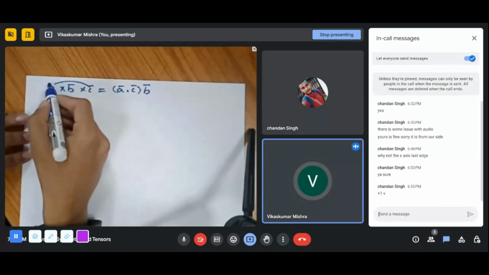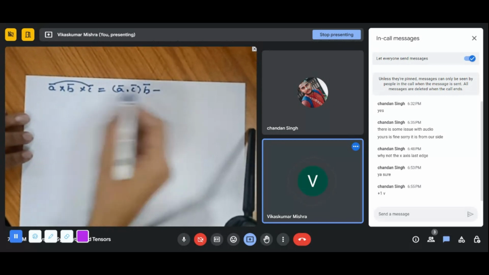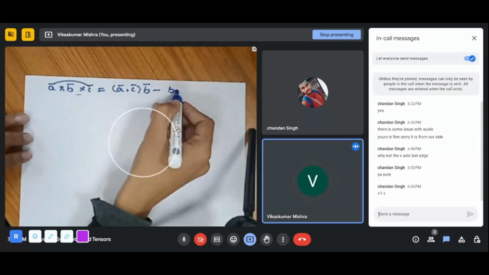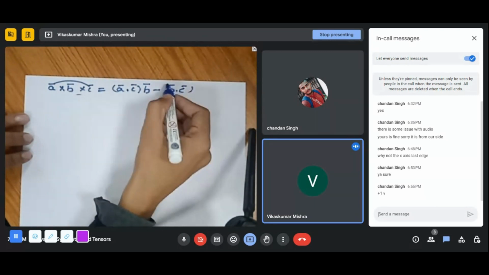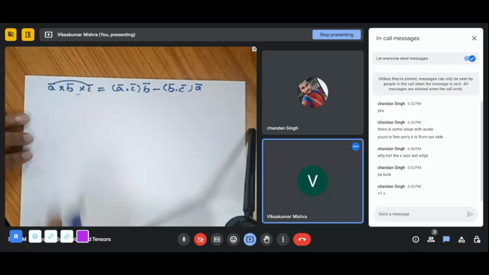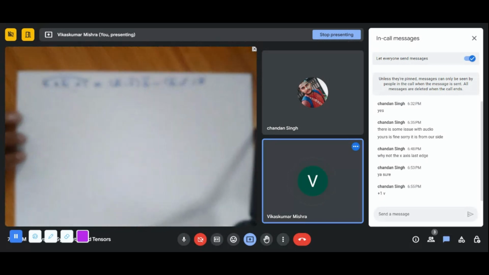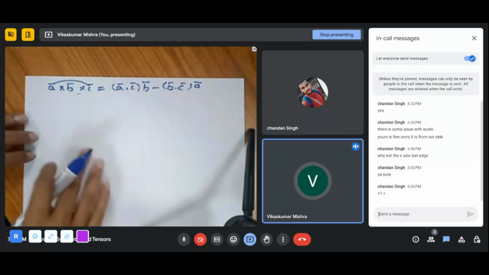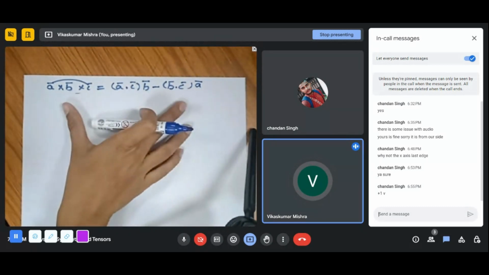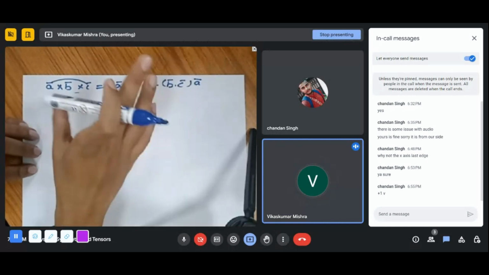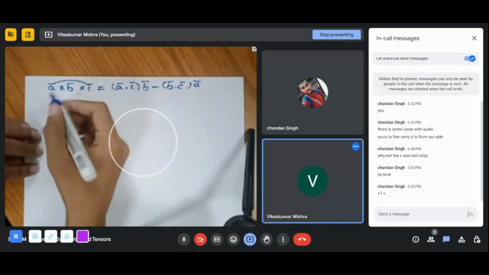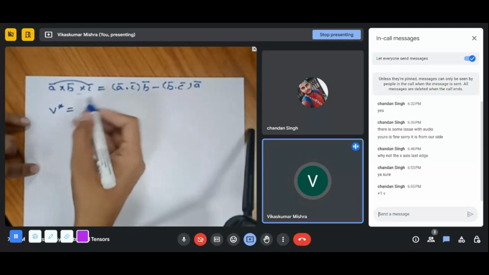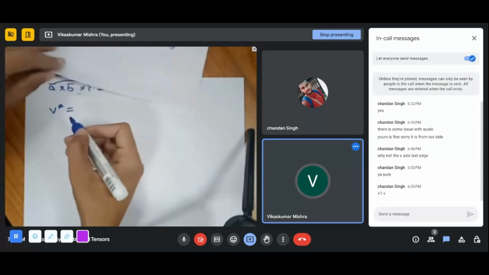Since I started, I will write all of them. Minus, now the dot product of B and C, so B dot C, times A. Okay, this is the one. Same thing, this particular formula which we got over here we will apply to the equation which we got last time. So let us write the V star volume from the previous equation that we found out.